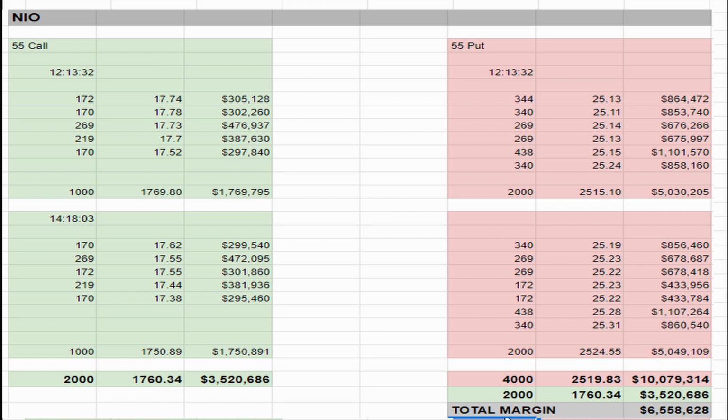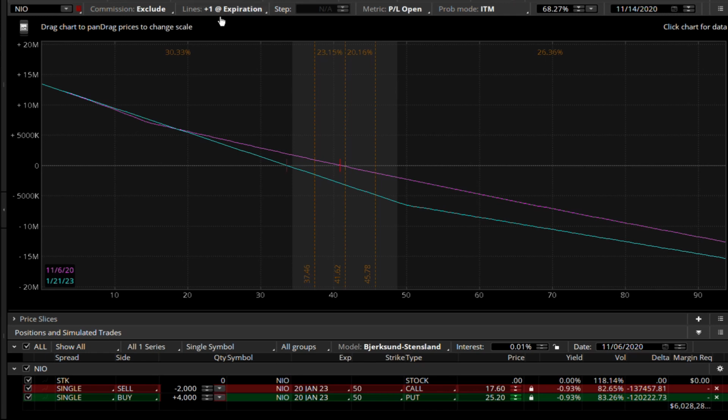What do these calls and these puts look like from a P&L perspective? Let's jump over to the Analyze page. Now we're in the Analyze tab of Thinkorswim. And here I've gone down below and I've sold 2,000 of those calls at the average price of $17.60 and bought 4,000 of those puts at $25.20. Those are the average prices that he was able to get on his trade.